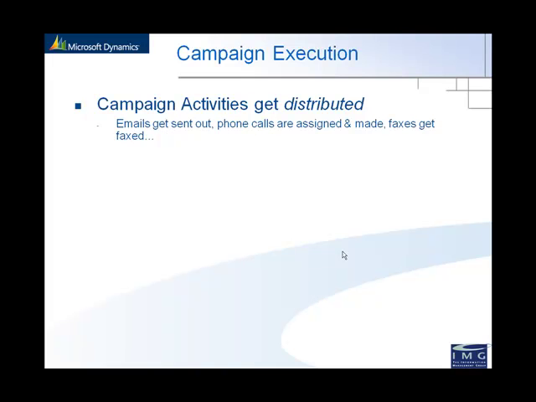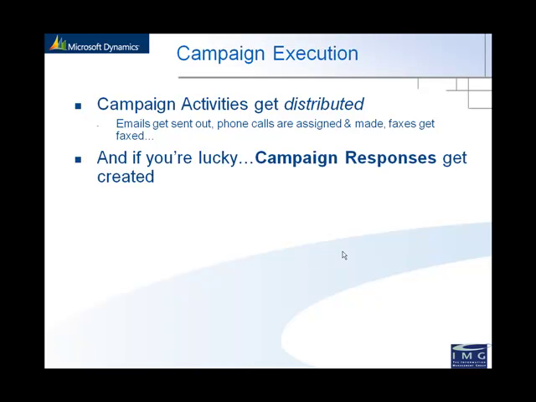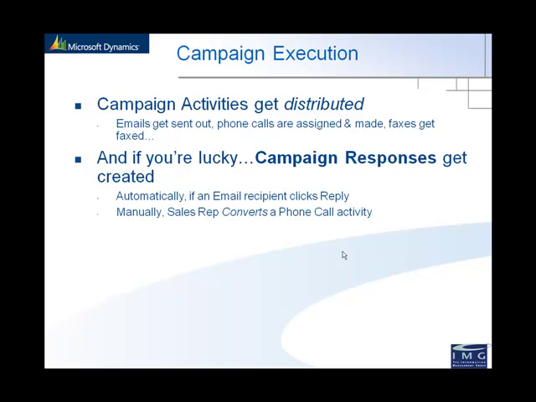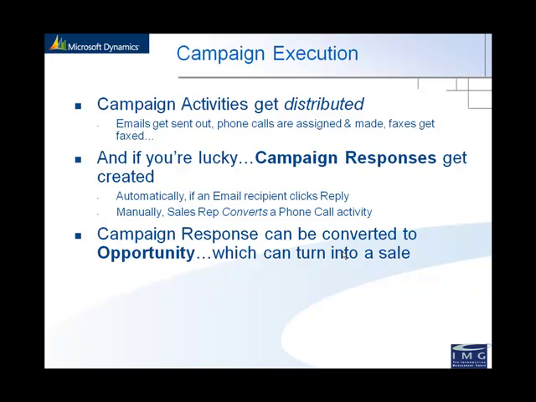So emails get sent, phone calls are assigned to the sales team and presumably get made, faxes might get faxed, letters could get sent. And if we are fortunate and structure our campaign correctly, we'll get campaign responses. Now, campaign responses are important, and they can be created automatically, for example, if someone directly replies to a campaign email. They can also be created manually. They are one of the 8 activity types that you can simply create manually in Dynamics CRM. You can also convert other records to them. So I can take a phone call and convert that to a campaign response record.